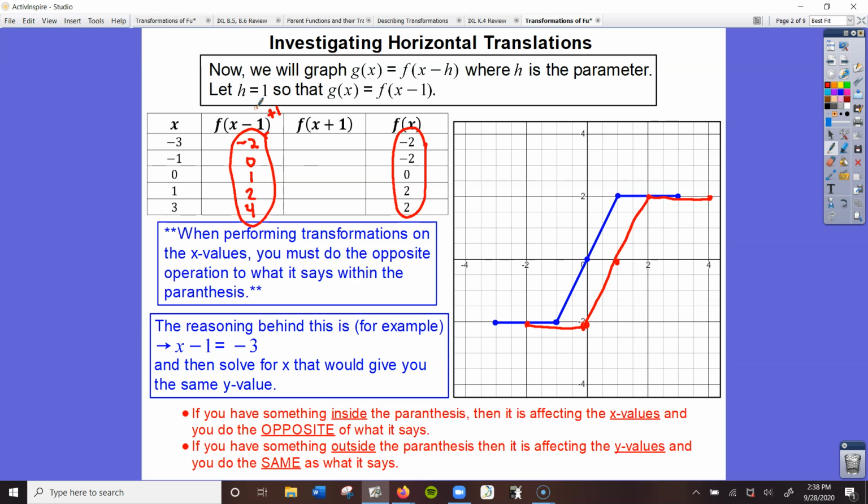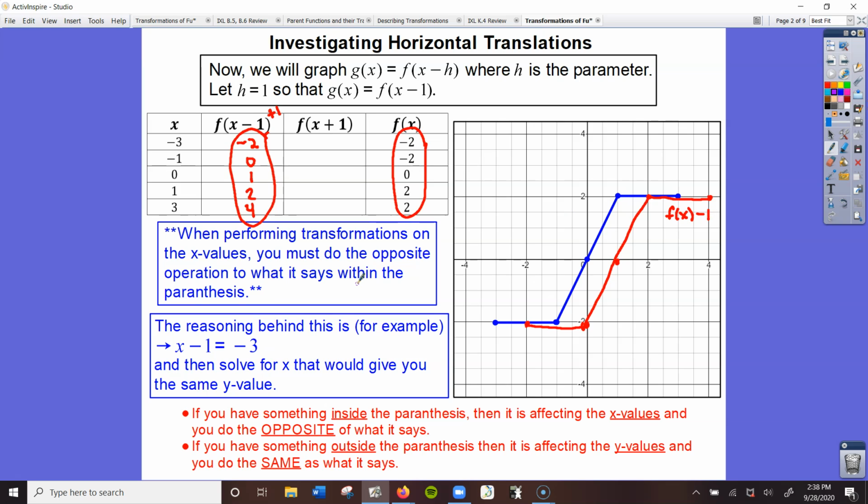So normally when we see x - 1, we know it's going to affect the x's, so it has to move side to side. And normally what we would think is that it would move to the left 1. But remember that you're doing the opposite. So instead of moving to the left, it's actually moving to the right. So this one here represents f of x - 1.